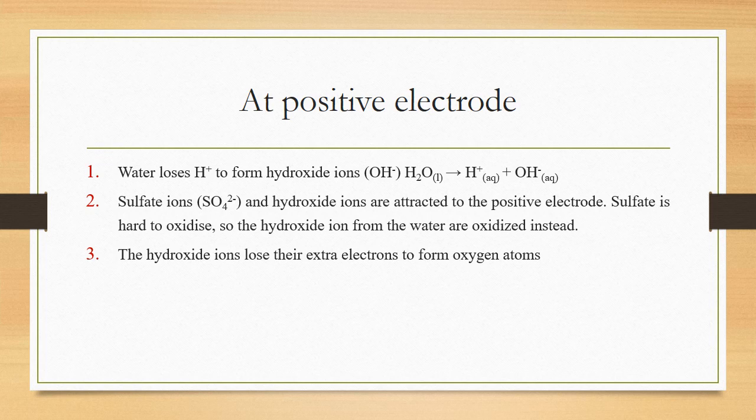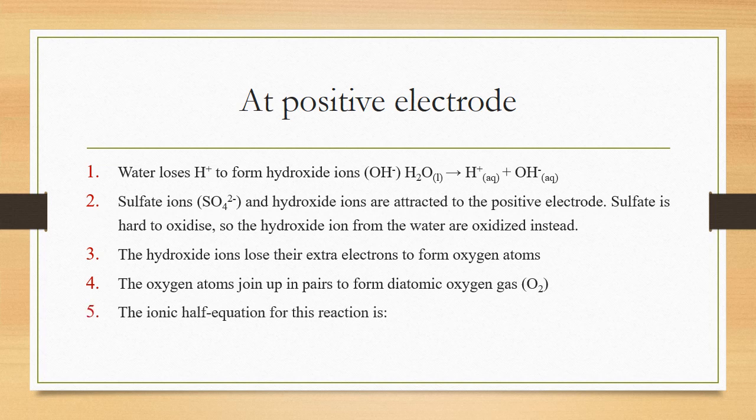The hydroxide ions lose their extra electrons to form oxygen atoms, and the oxygen atoms join up in pairs to form diatomic oxygen gas, O2. And the ionic half equation for this is given as 4 OH- gives 2 H2O plus O2 plus 4 electrons.